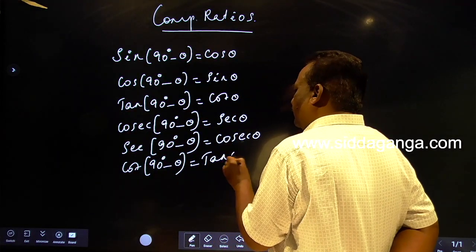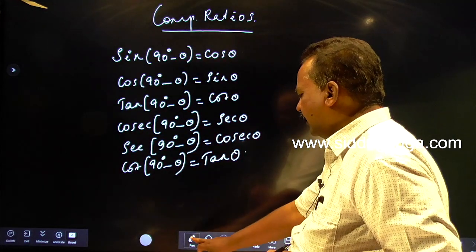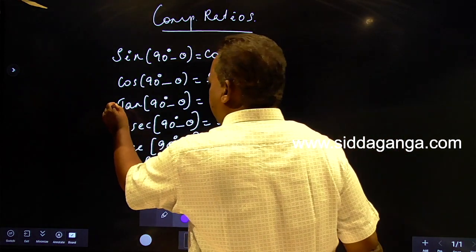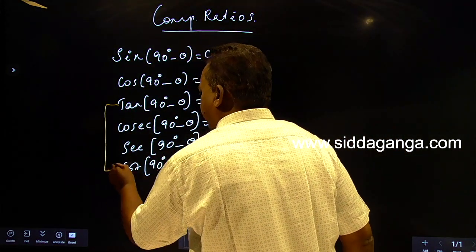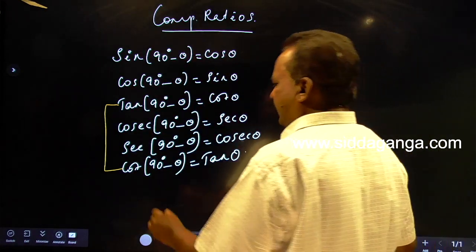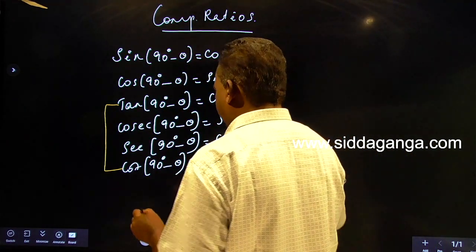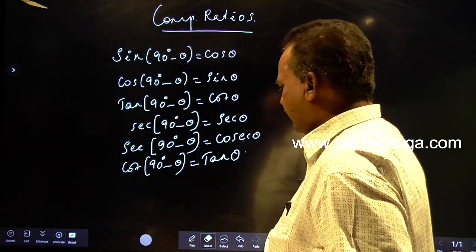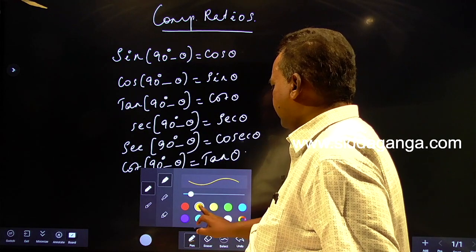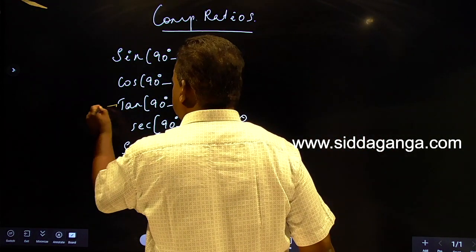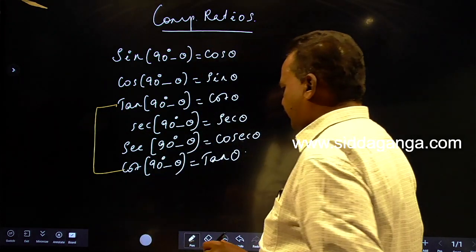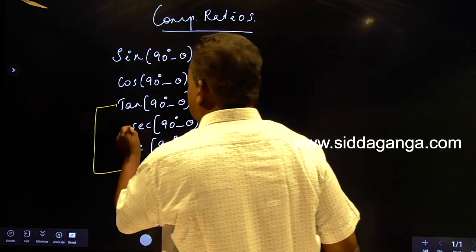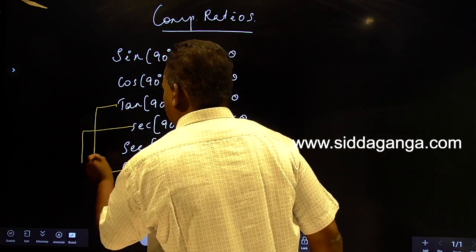Okay. So tan and cot are complementary ratios. Similarly, cosec and secant are complementary ratios.